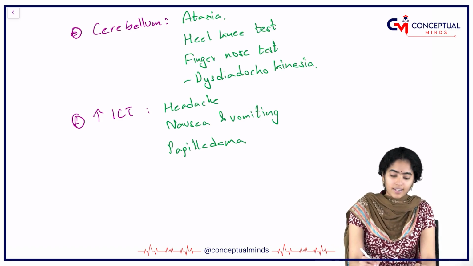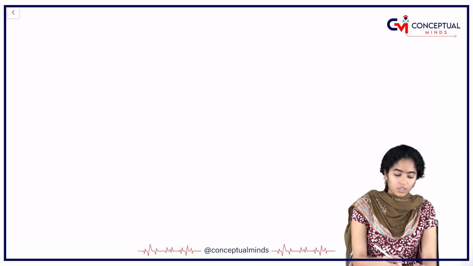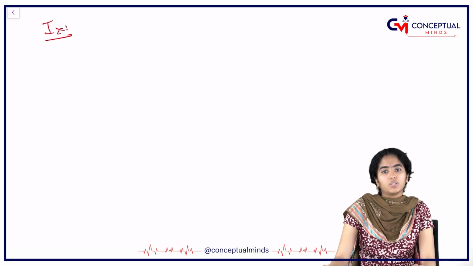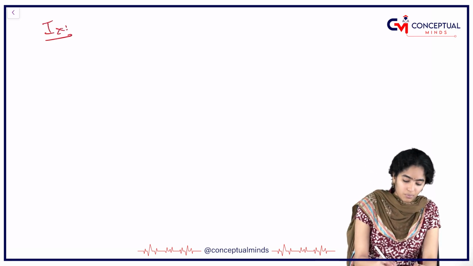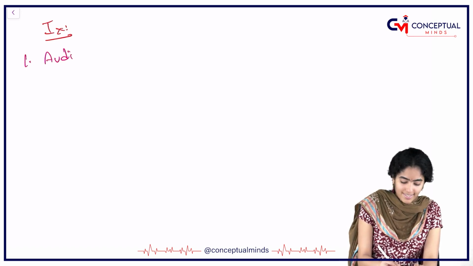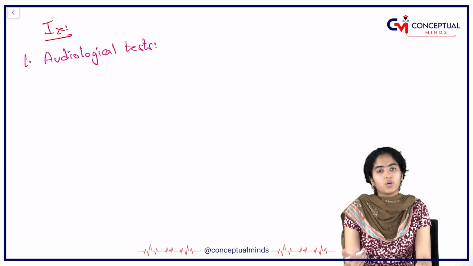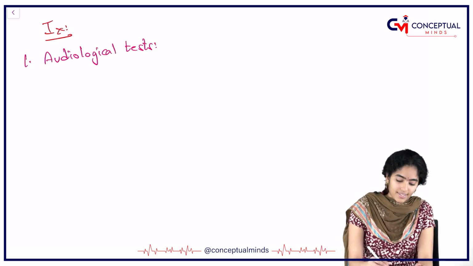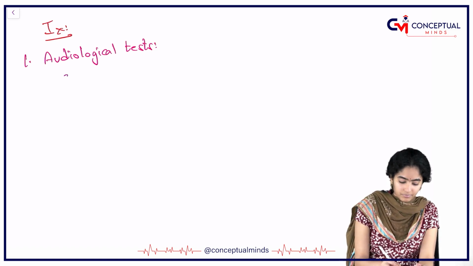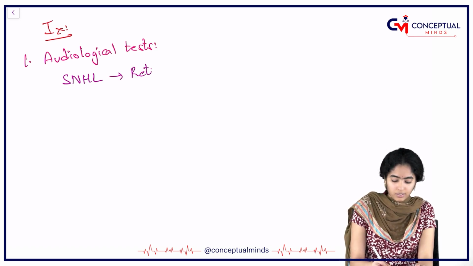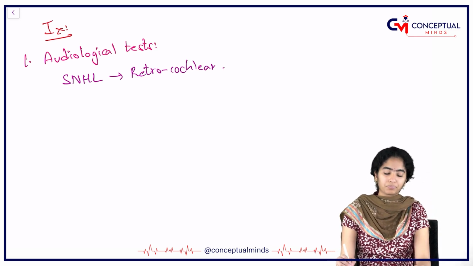After clinical features, let us now move on to investigations. How do we investigate a case of acoustic neuroma? The first thing that we perform is audiological tests. When we do audiological tests, what will we find out? As we already know, it is a type of sensorineural hearing loss. What type of sensorineural? Retrocochlear. So all the features pertaining to this will be seen.